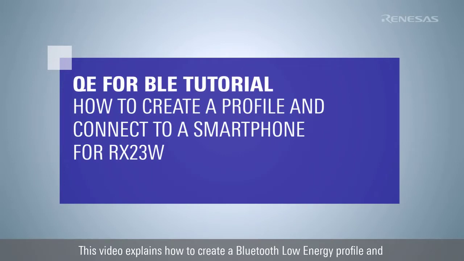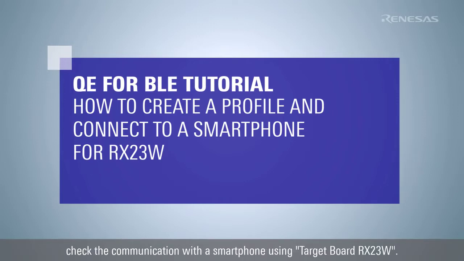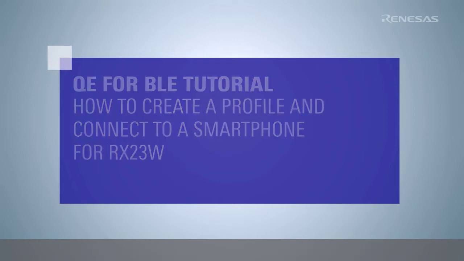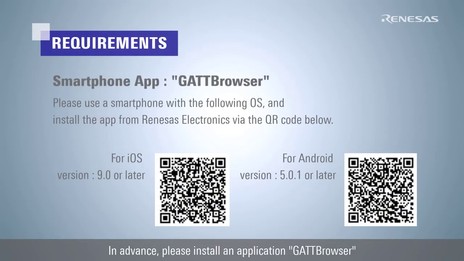This video explains how to create a Bluetooth low energy profile and check the communication with a smartphone, using target board RX23W. In advance, please install an application GATT browser, for iOS or Android on the smartphone to be used for communication.